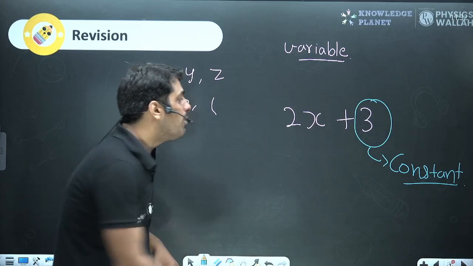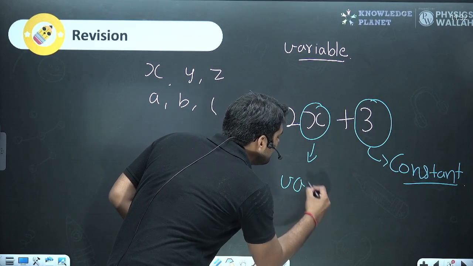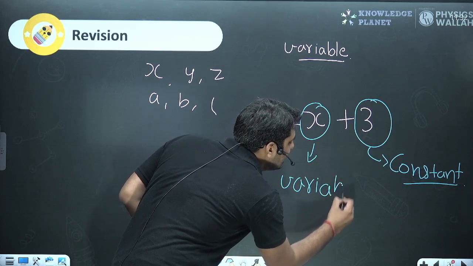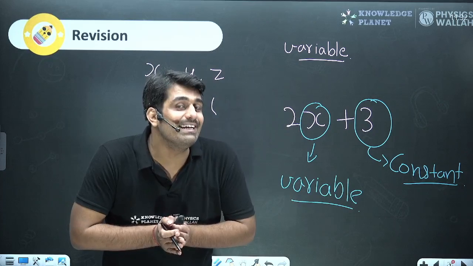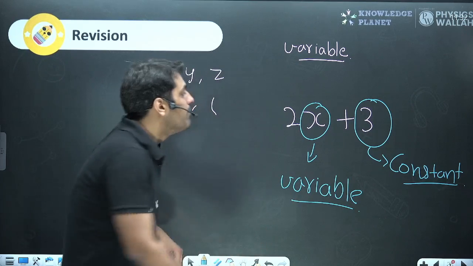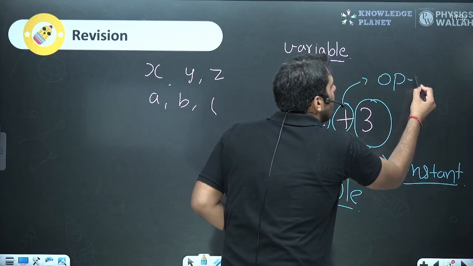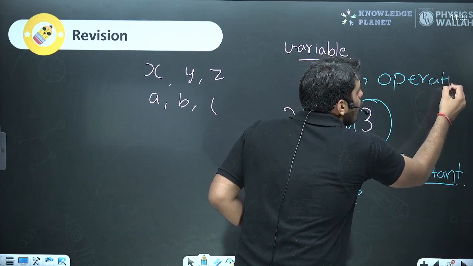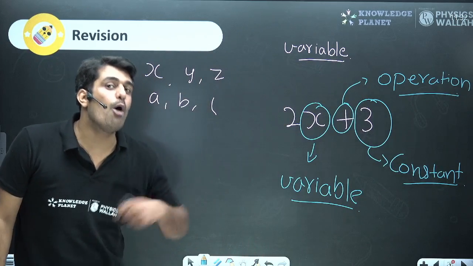Then I told you about variable. x over here is our variable. And the relation between the variable and the constant is an algebraic expression. But how are the two interlinked? They are interlinked using an operation. What operation? We have the operation of addition over here. If you observe closely, we have one more operation going on.